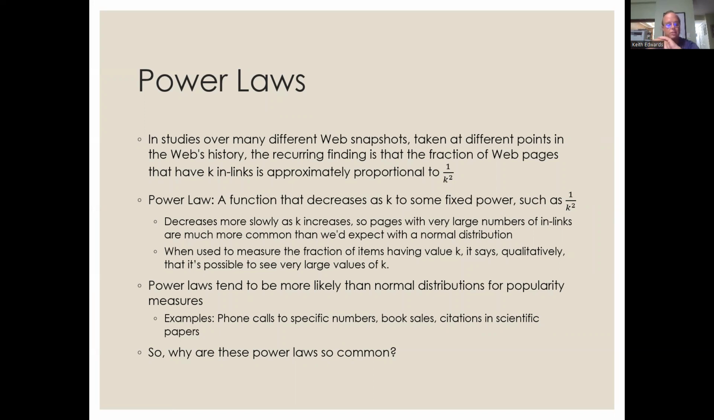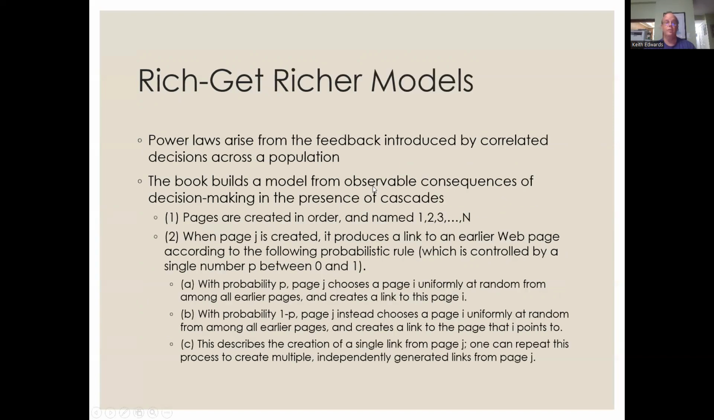And the text details a test to determine whether or not something follows a power law, and that's on page 546 if you'd like to read up on how you can determine that something is following a power law statistically. So basically, these arise from feedback introduced by correlated decisions across the population, like we've been seeing in the past couple of chapters. The book builds a model of observable consequences for decision-making in the presence of these cascades.